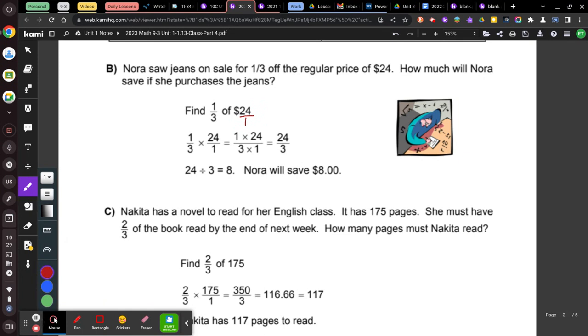Okay? So the word of again means timesing. So we're going to times top to top, bottom to bottom. We're going to get 24 over 3. Sometimes when we divide them, we get no more fraction.